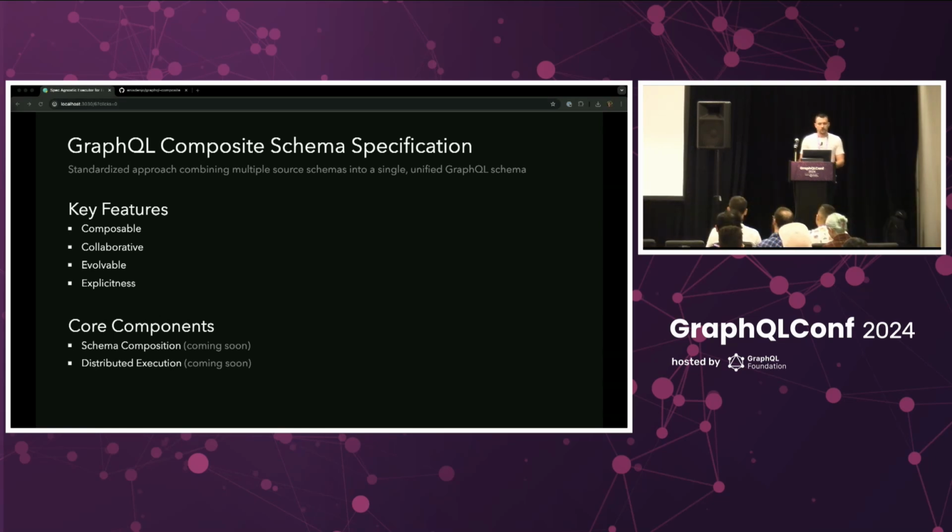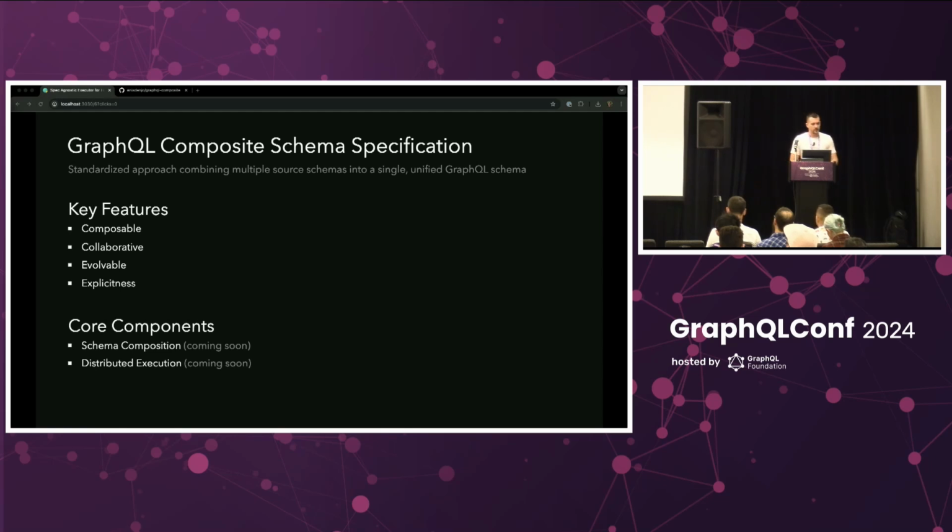It's also evolvable. As our underlying services evolve, the composite schema approach allows us to shift functionality between services while keeping the same API interface for the clients. In other words, clients continue to see the same API even if the backend service changes.